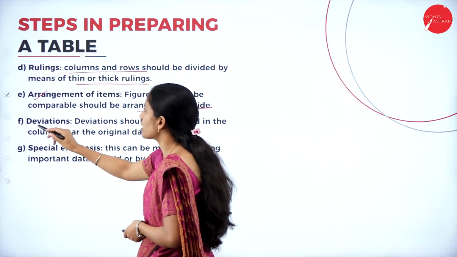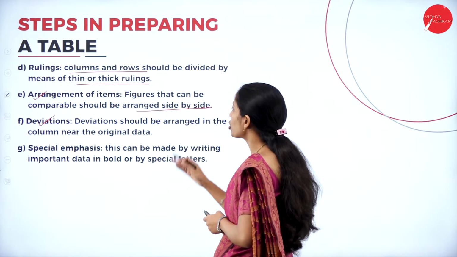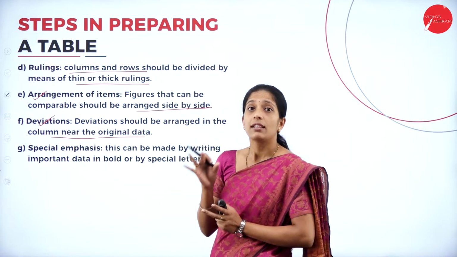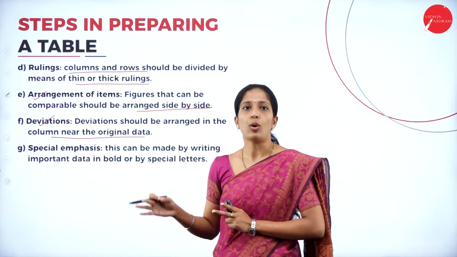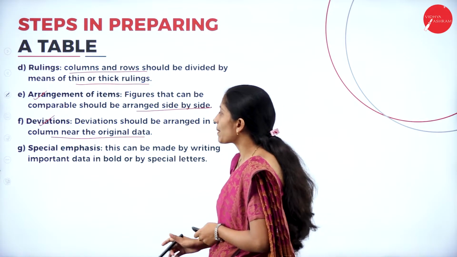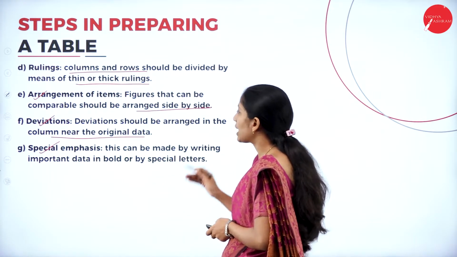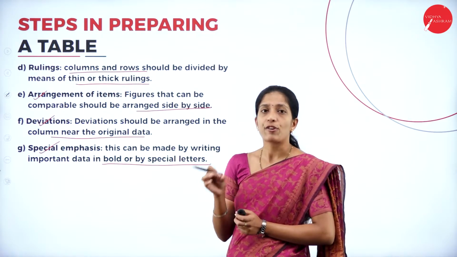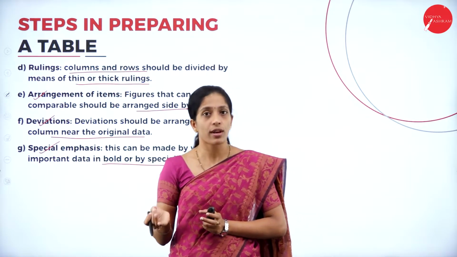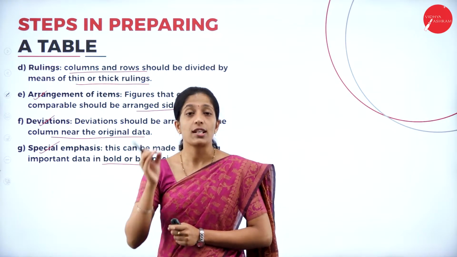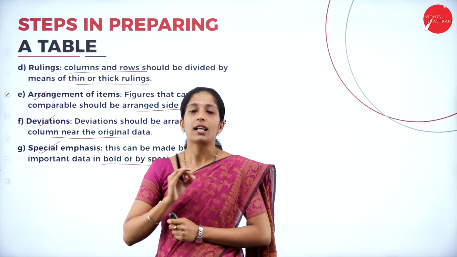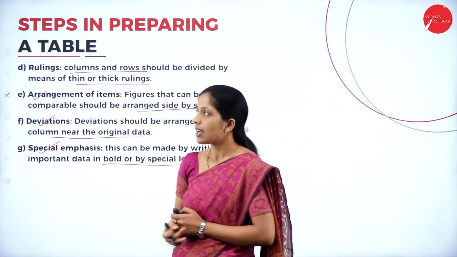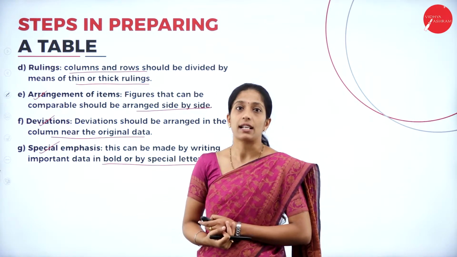Next one is deviations. So deviations should be arranged in the column near the original data. So here the deviations have to be represented near the original data. Next, special emphasis. This can be made by writing important data in bold or by special letters. Suppose any concept has to be given more importance, then in that situation it has to be mentioned in bold or with different colors so that it will be identified very easily. So these are a few steps in preparing a table.